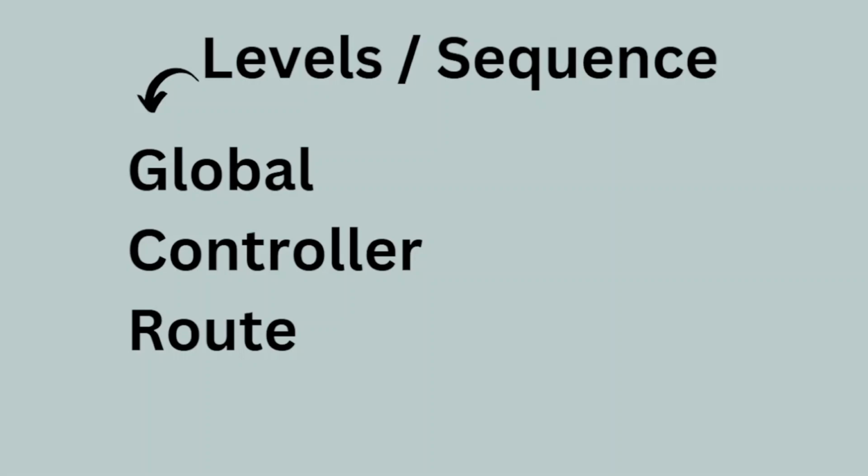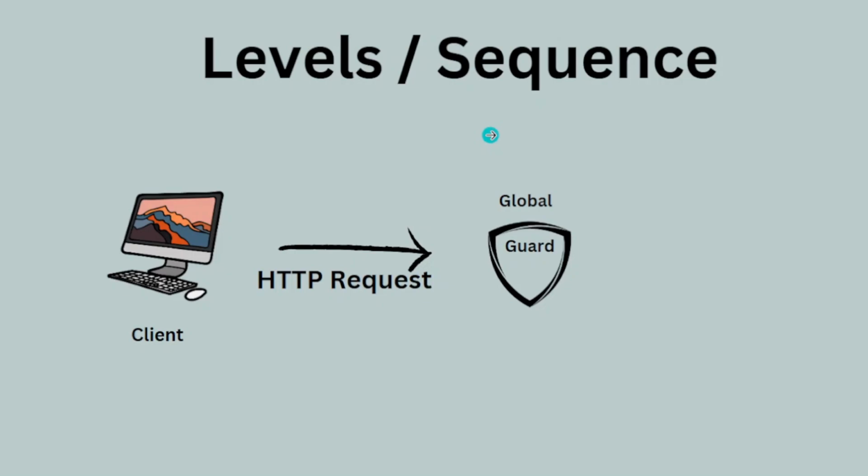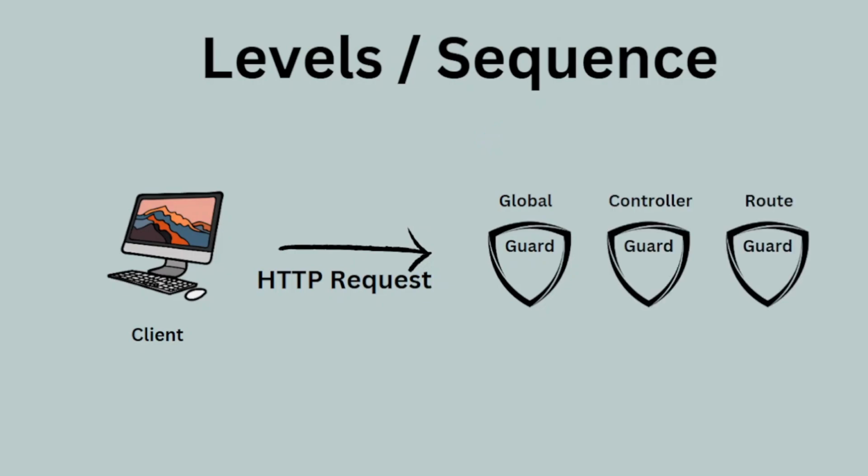In this video, we will be talking about the levels of guards, or you can call it the sequence through which the request goes through. There are three, which are global, controller, and route, and we will also implement them in our practical demonstration. So when the user sends a request, it first goes to a global guard, and then it goes to a controller guard, and it goes to a route guard, provided that you have implemented all three of the guards. So let's figure it out.